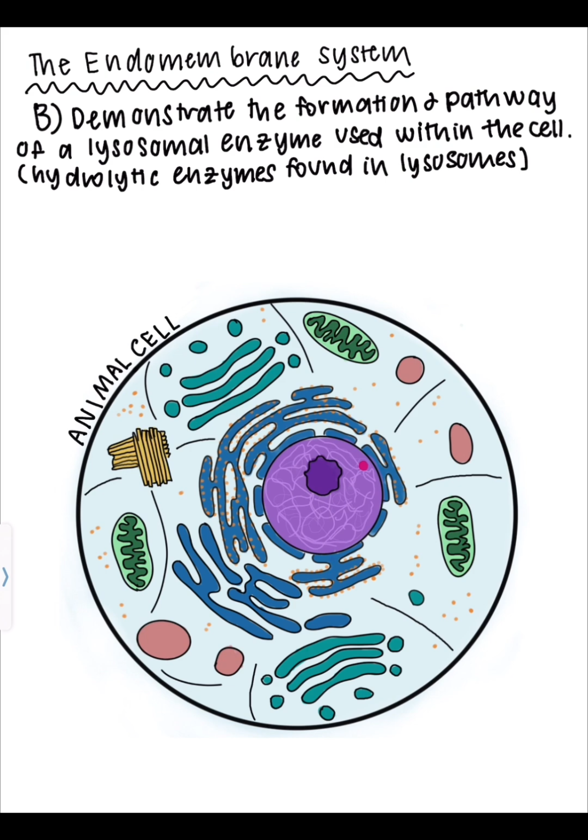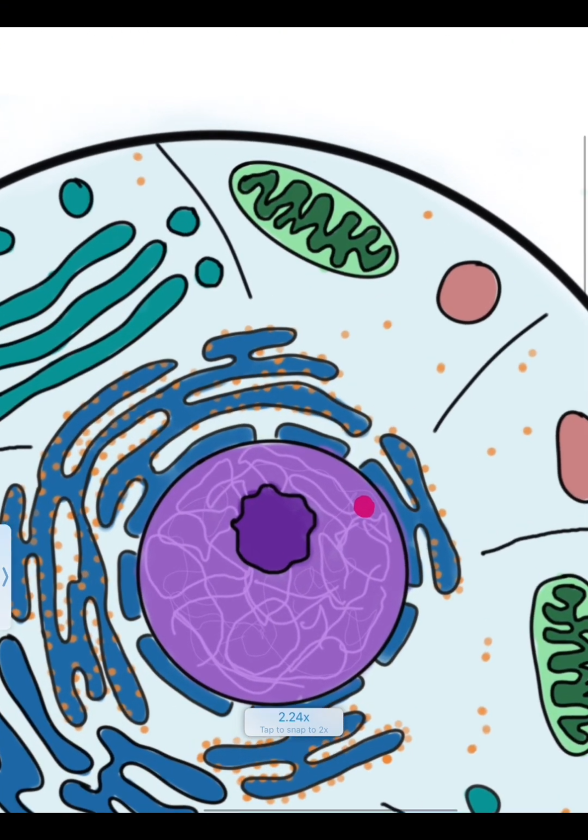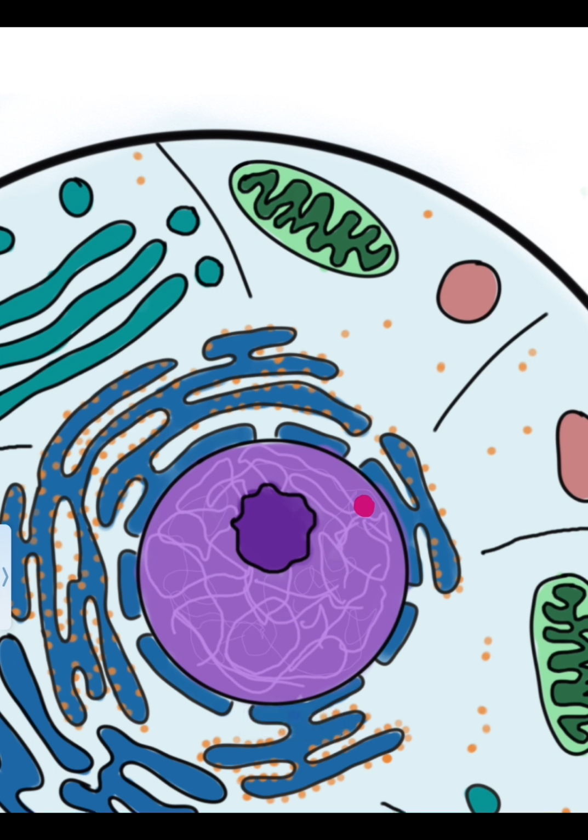Now let's take a look at how a lysosomal enzyme, like a hydrolytic enzyme, is produced and transported to its final destination, the lysosome. Similar to insulin, the enzyme is synthesized in the rough ER, and once it's synthesized, it's going to go to the Golgi, where it's going to receive a special tag to be sent to a lysosome rather than secreted out of the cell.